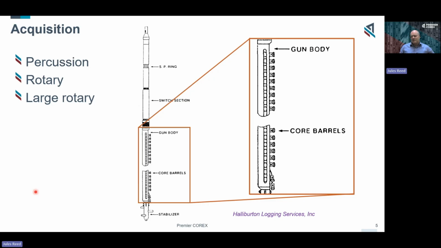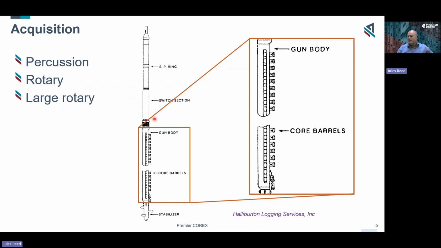And the whole reason for going to those larger cores was because the amount of material acquired from the 1 inch samples and the potential for damage was quite large. And so the higher volume large cores were a better addition at getting closer to what a standard core analysis core sample would be.